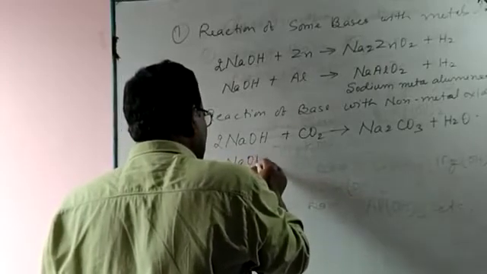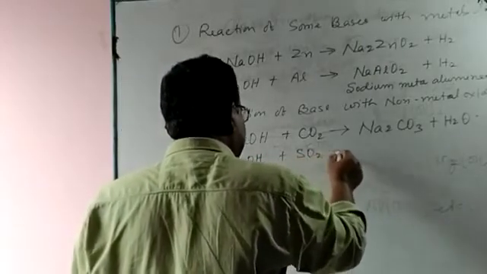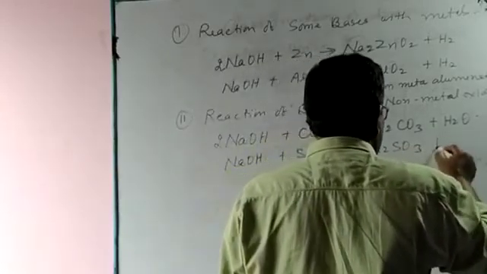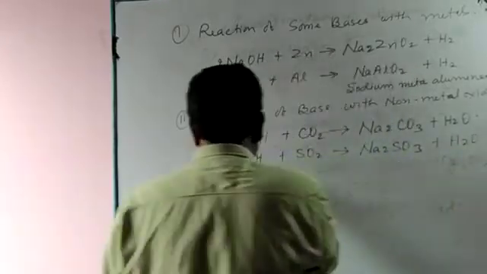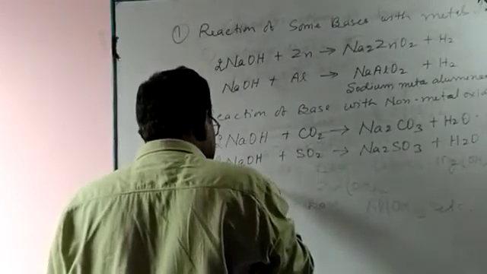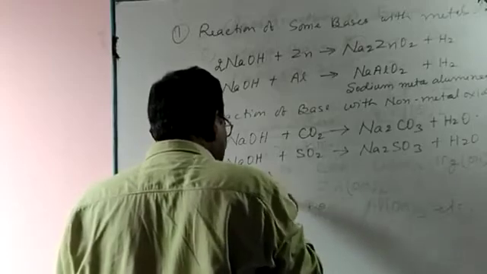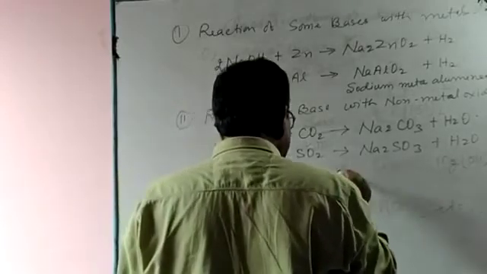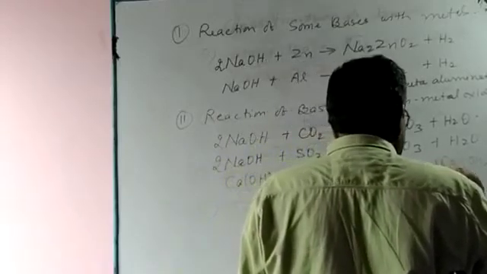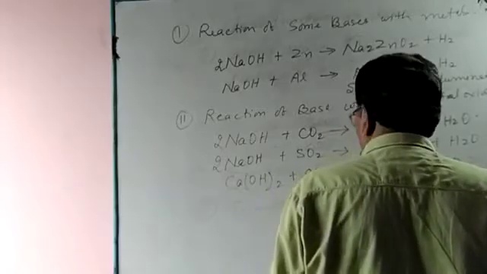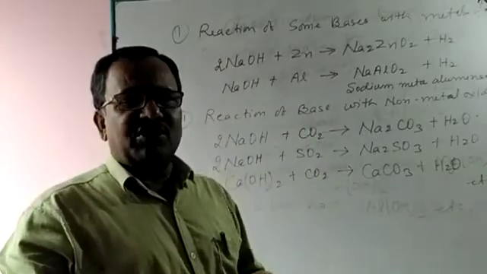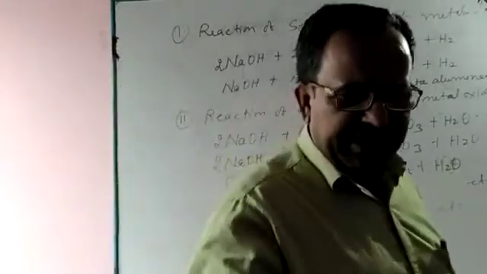Similarly, if you pass sulfur dioxide gas, NaOH plus sulfur dioxide gives Na2SO3, sodium sulfite, plus H2O. Similarly, if you pass carbon dioxide gas through calcium hydroxide, it forms calcium carbonate plus H2O. So we have studied the reaction of base with non-metal oxide.